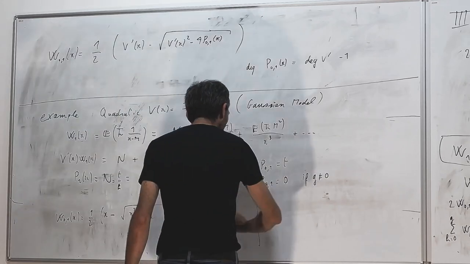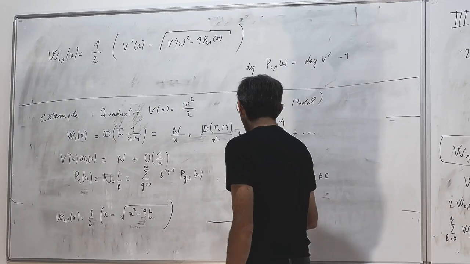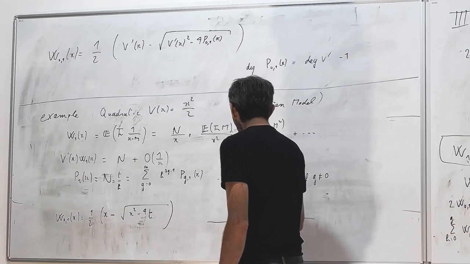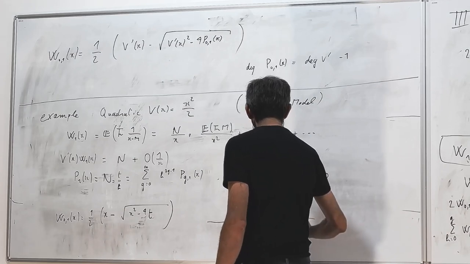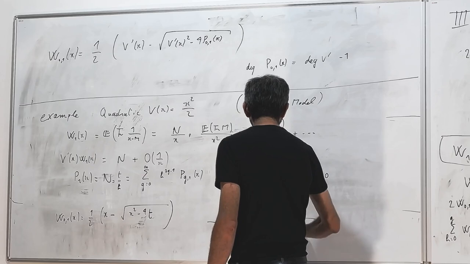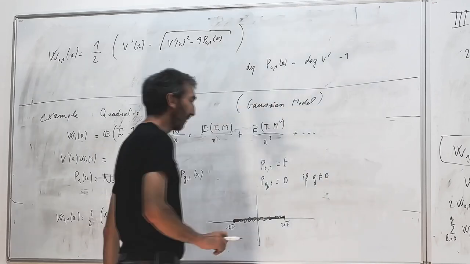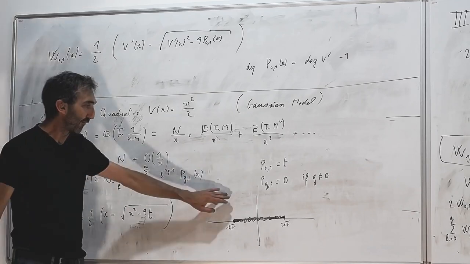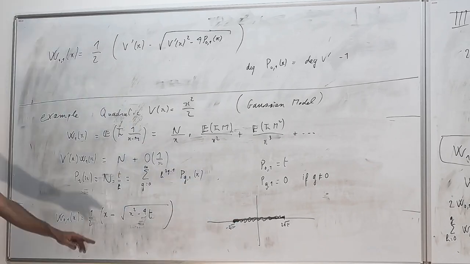In the complex plane, this is a function which is analytic everywhere except on the interval between minus 2 square root of t and 2 square root of t. It has a cut on this interval. Everywhere else, it is analytic. Well, when I say it's analytic, it means that somehow I have chosen one sign of a square root.